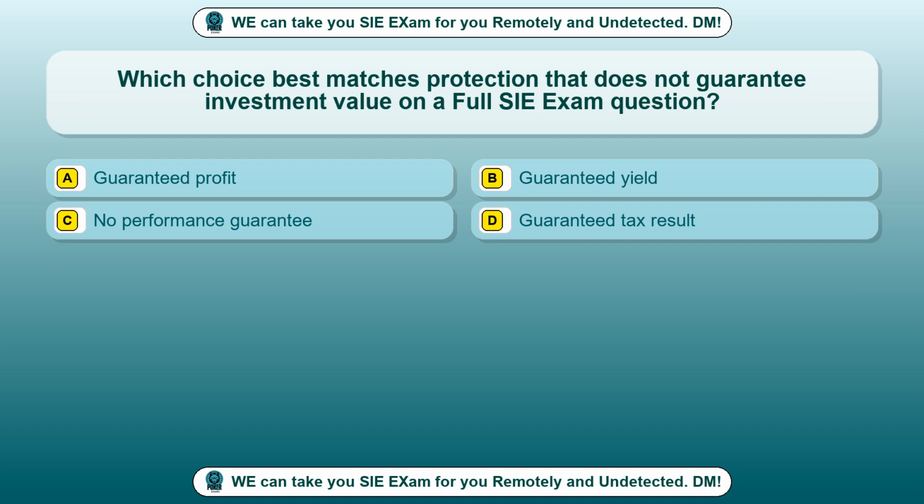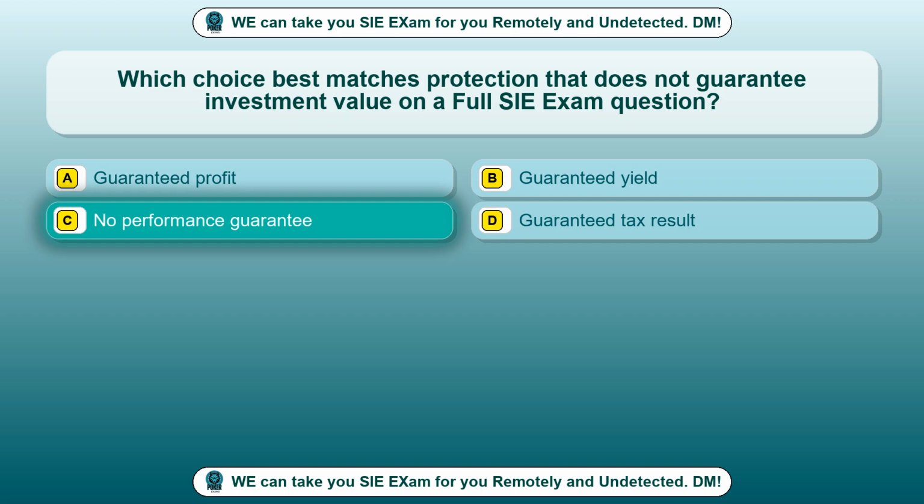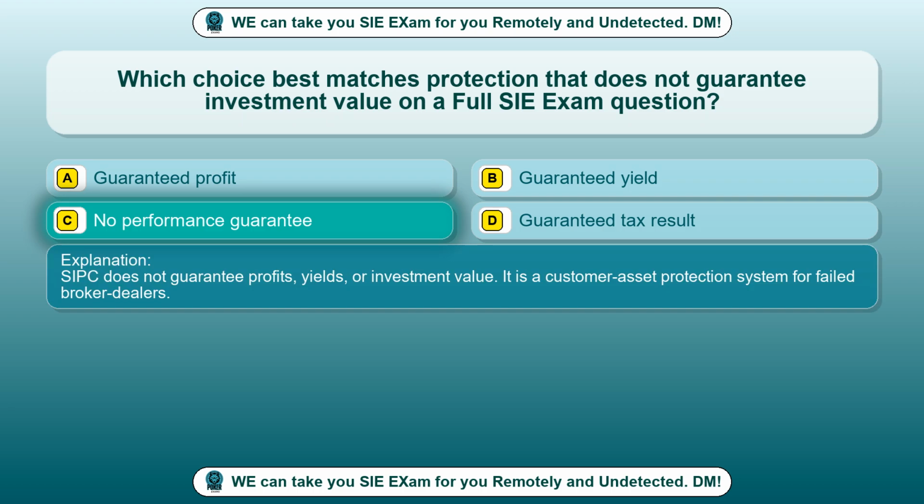Question 65. Which choice best matches protection that does not guarantee investment value on a full SIE exam question? Option A, guaranteed profit. Option B, guaranteed yield. Option C, no performance guarantee. Option D, guaranteed tax result. The correct answer is option C, no performance guarantee. SIPC does not guarantee profits, yields, or investment value. It is a customer asset protection system for failed broker-dealers.